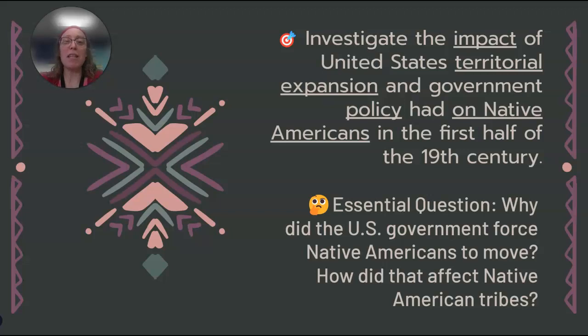Our target is to investigate the impact of United States territorial expansion and government policy on Native Americans in the first half of the 19th century. Our question that you're going to focus on then is, why did the U.S. government force Native Americans to move? And then, how did that affect Native American tribes as they were moving and after they moved?